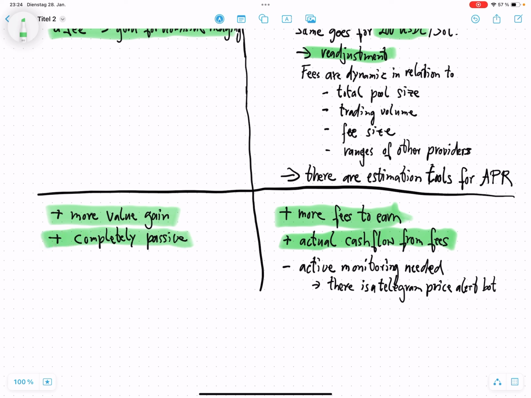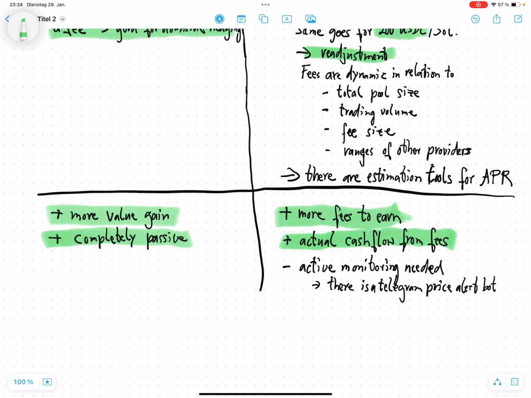The other important pro for the standard liquidity provision is that it's completely passive. It's hands off. You just have to deposit one time, and then you basically can keep it or leave it by itself, or keep it running, and just come back when you want to withdraw something or everything.